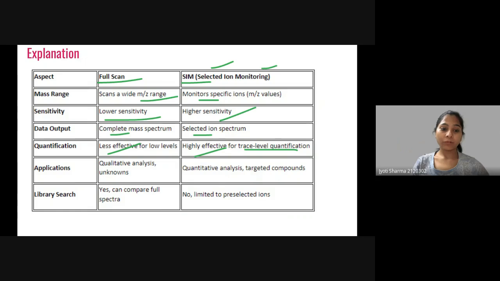And if we want to know the unknowns, then this full scan is valuable for us. But if you know that this can be this particular chemical, and if you want to be just sure about that, then for that targeted compound you can go for the SIM. And yeah, we have a lot of libraries that give you the full spectra, but we do not have much library search for this SIM part.